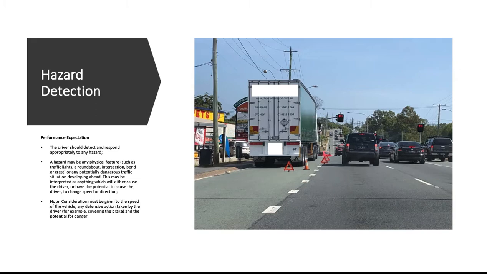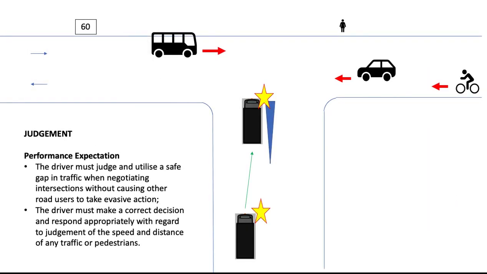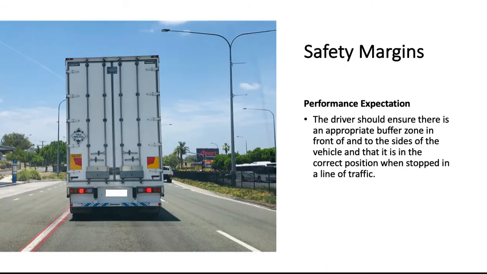Note, consideration must be given to the speed of the vehicle, any defensive action taken by the driver, for example, covering the brakes, and the potential for danger. Judgment. The driver must judge and utilize a safe gap in traffic when negotiating intersections without causing other road users to take evasive action. The driver must make a correct decision and respond appropriately with regard to judgment of the speed and distance of any traffic or pedestrians.